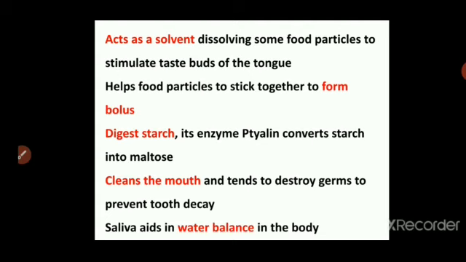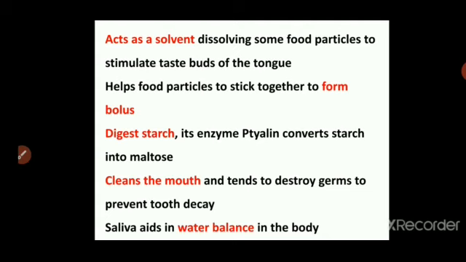What does the saliva contain? It contains the digestive enzyme called salivary amylase, that is ptyalin. And what does this ptyalin do? It helps in digestion of starch. So the digestion of starch begins right in the buccal cavity. The ptyalin converts starch into maltose.